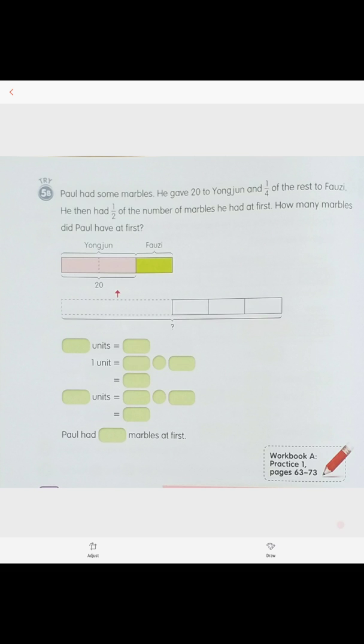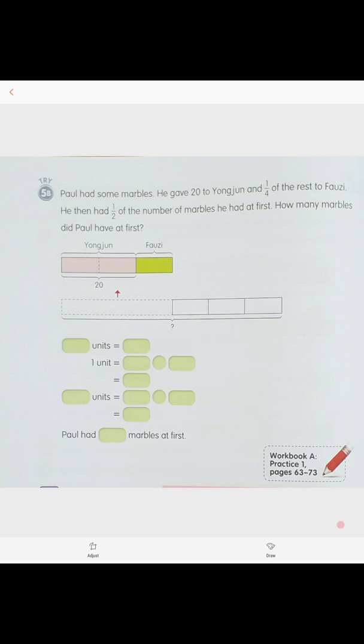Okay, I can't believe that, but it looks like the last problem in this chapter. Alright, Paul had some marbles. He gave 20 to Gwangju and 1/4 of the rest to Fauzi. He then had half of the number of marbles he had at first. How many marbles did Paul have at first? Okay, take a look at this model. Think about it. It is beautifully drawn and it makes everything very, very clear, right?